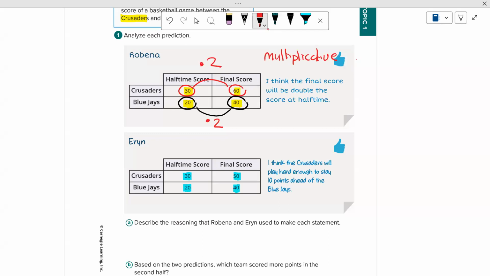Remember, multiplicative has the word multiply. Multiplicative reasoning. So Robania is clearly thinking about the scores being doubled, multiplying. Let's look at Erwin's.